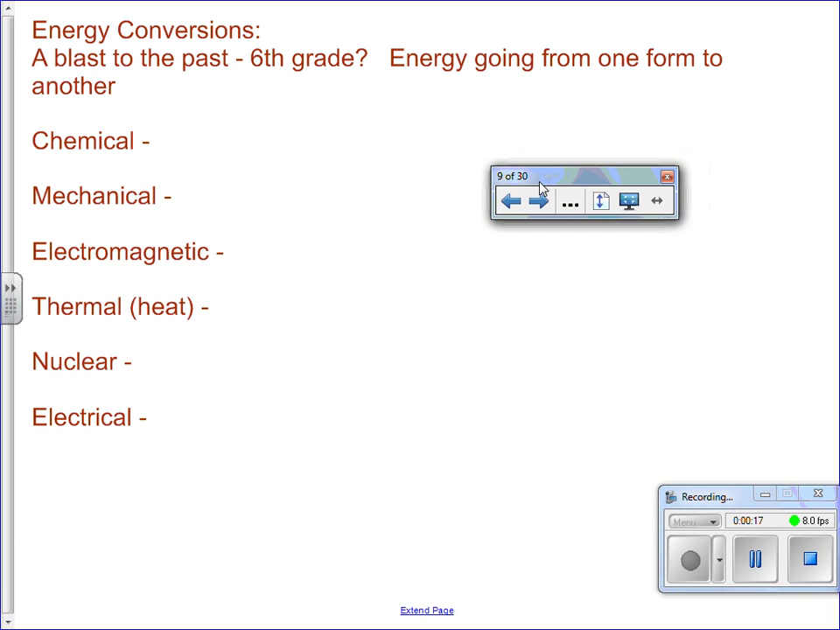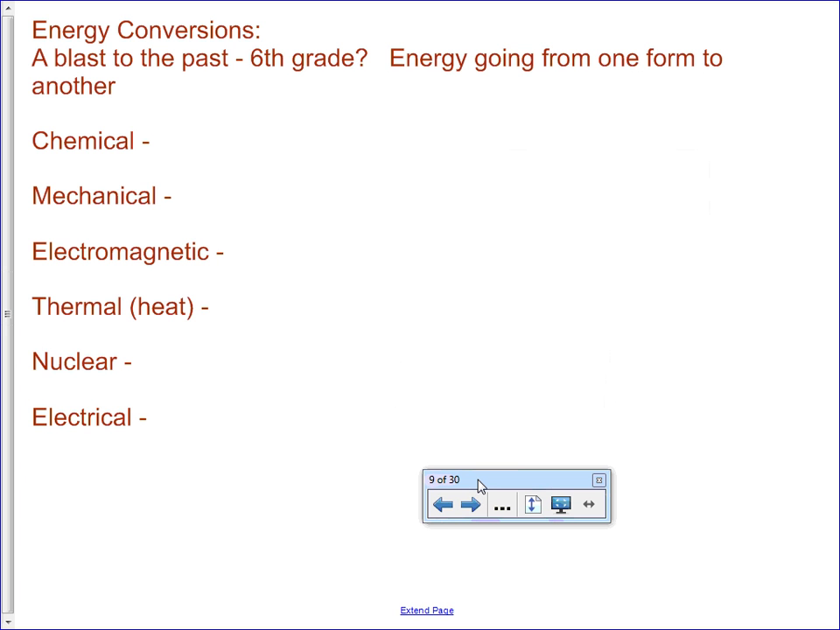But as we start, the chapter talks about energy conversions, or energy changes from one form to another, and you may or may not remember, but you studied this in 6th grade. Energy going from one form to another. Chemical, mechanical, electromagnetic, thermal, nuclear, and electrical. You guys remember this from 6th grade?